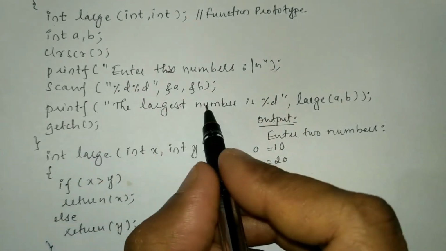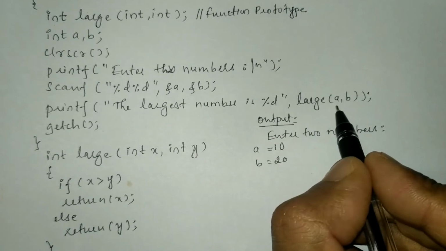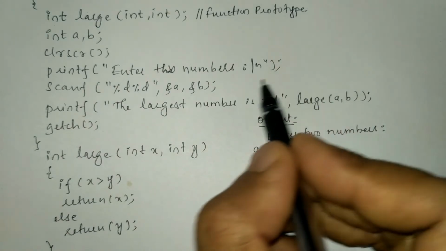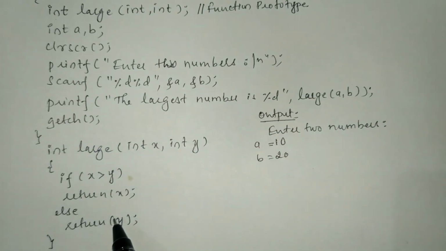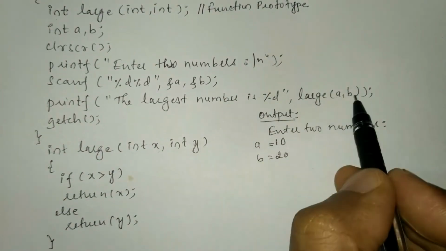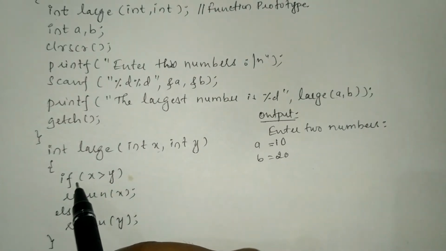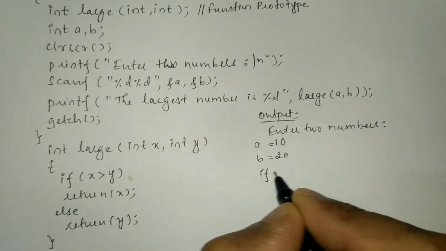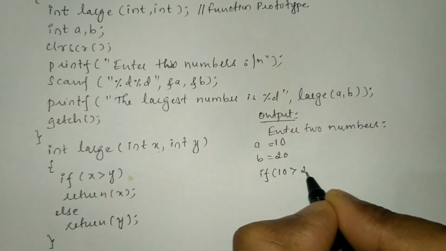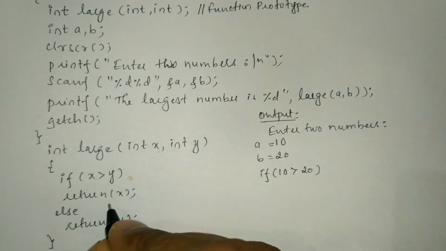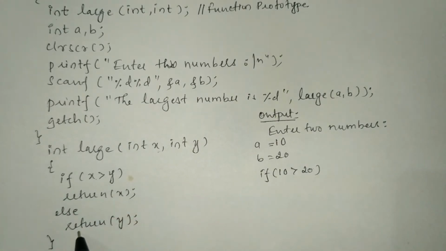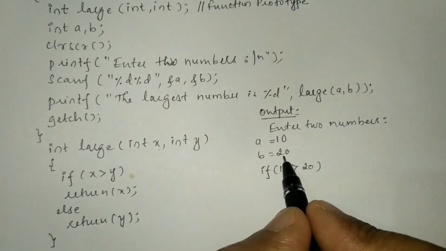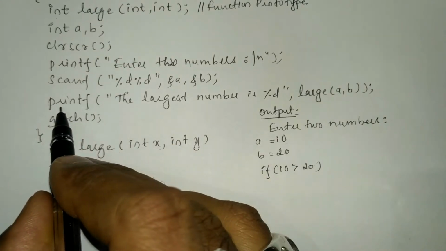Next is, the largest number is %d, the large function call. So whenever the compiler encounters a function call, immediately control jumps to the function definition. So here a refers to x, b refers to y. So here a, that is x, is 10. Here we are going to check the condition. If 10 is greater than 20? No, the condition fails. If the condition fails, then the else part statement will get executed. So it is going to return the y value, that is the b value. 20 will be returned back to the main function.